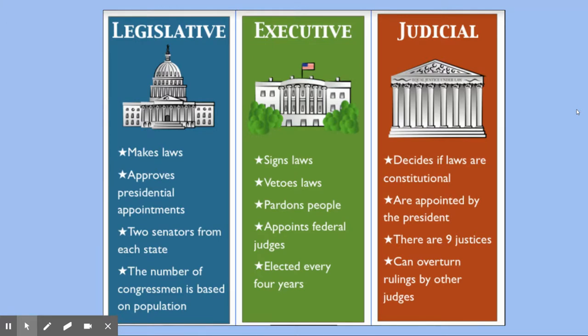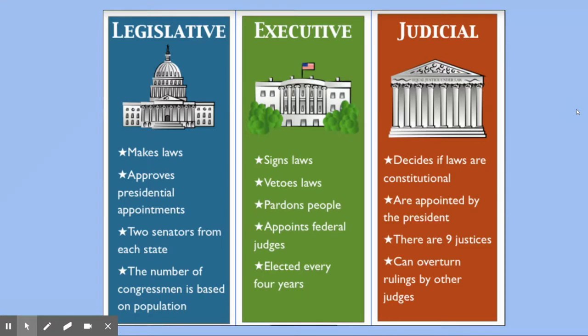Now, understand while he can sign laws into effect, she can also veto laws proposed by Congress. The president is able to pardon people of crimes and is given the task of appointing federal judges. And as you know, 2020 being the election year, the president does in fact get elected every 4 years.